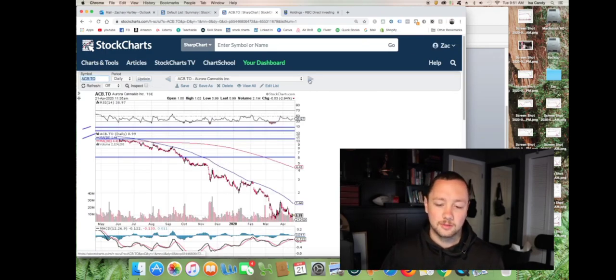I'm looking at Aurora Cannabis. This is still coming down and coming down. I do see a double bottom right here and a clear trend line coming down. So this could be an opportunity for a breakthrough, but the cannabis industry kind of scares me right now because the last year has just been so terrible. So we're going to keep going here.